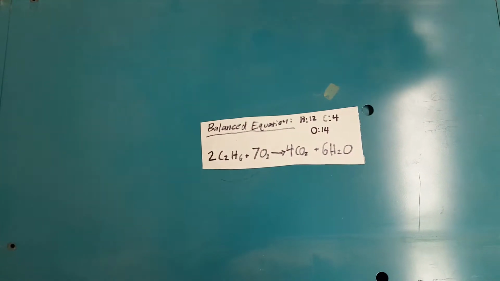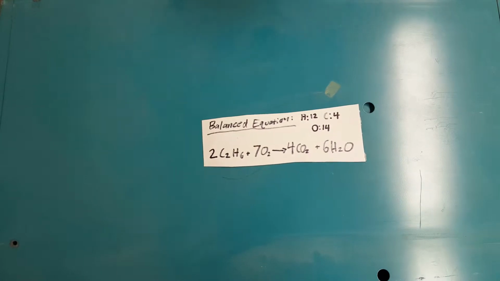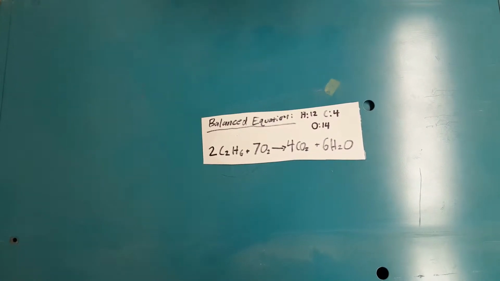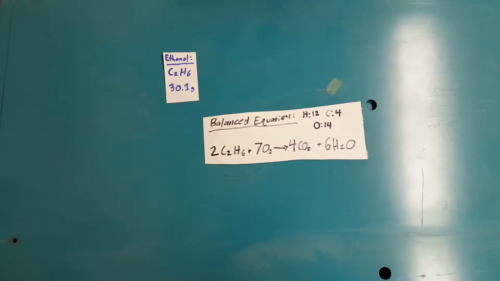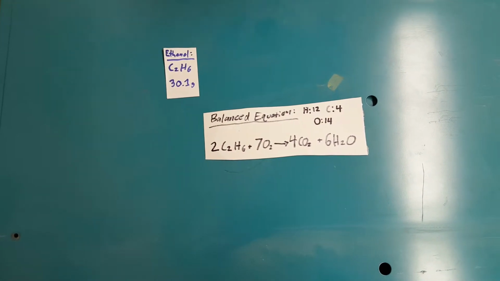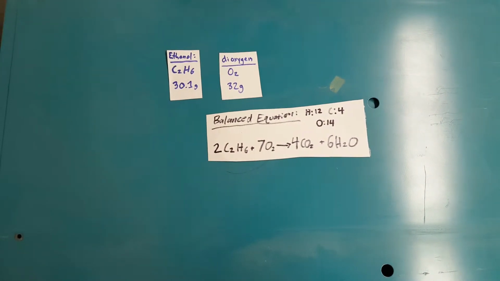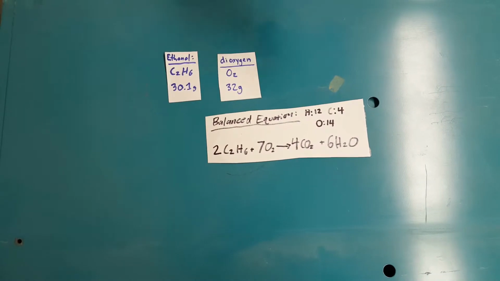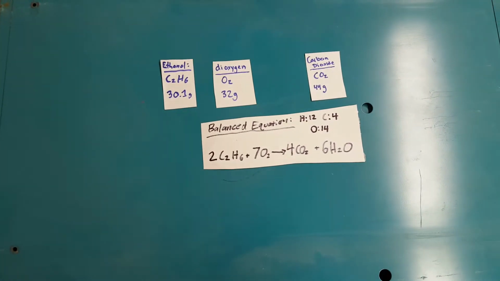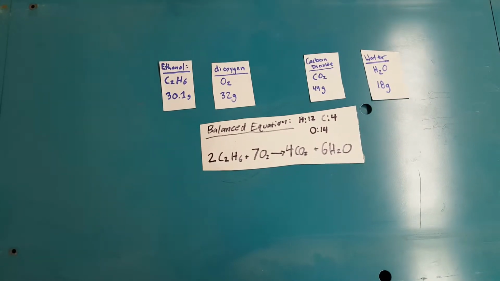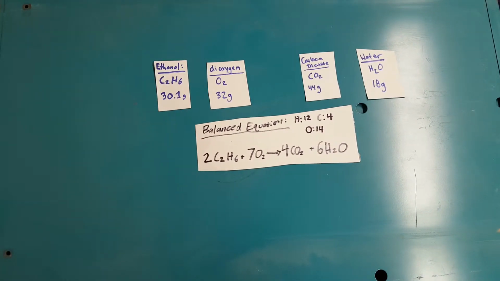We also need to find the molar mass of each of these compounds. Ethanol has a molar mass of 30.1 grams. Dioxygen has a molar mass of 32 grams. Carbon dioxide has a molar mass of 44 grams. And water has a molar mass of 18 grams.